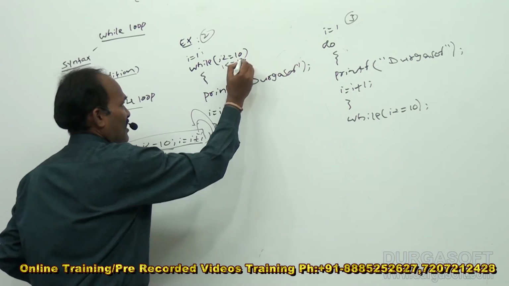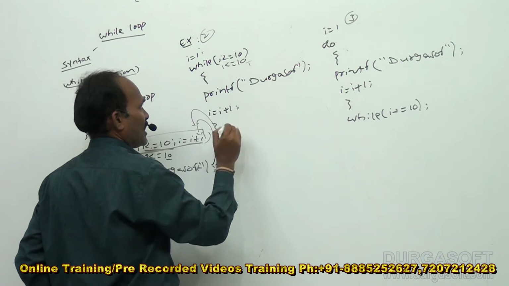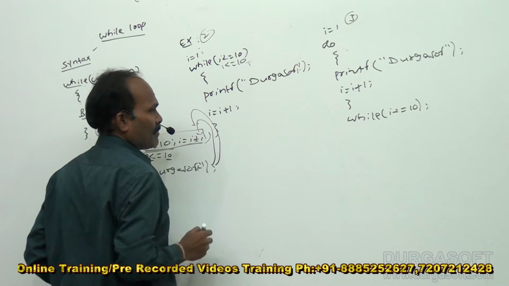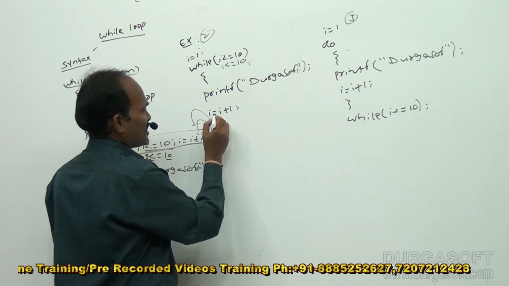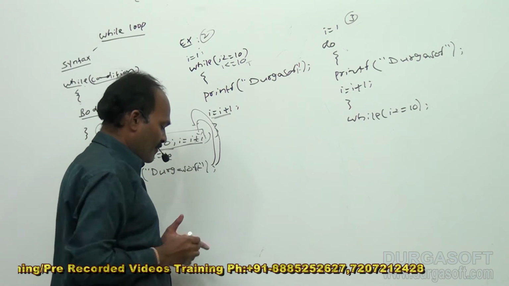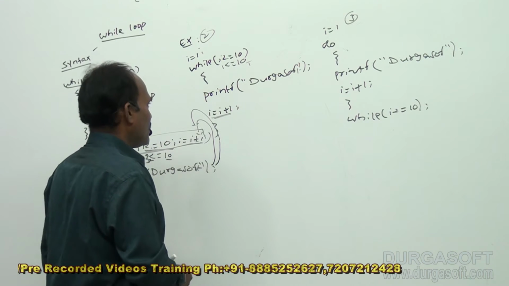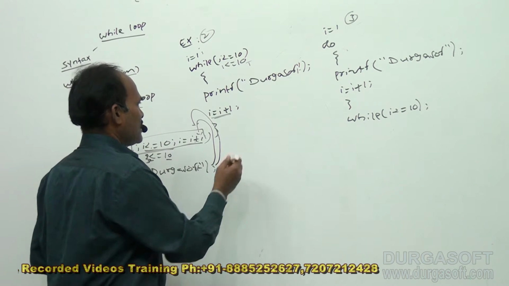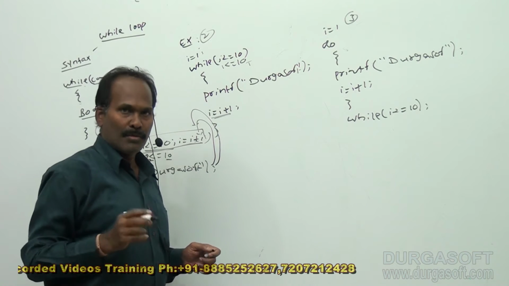Now since 1 is less than or equal to 10, this is true. What happens here? The DURGASOFT message will be printed. After printing the DURGASOFT message, what happens? Control comes to the next line. What is the next line here? The i = i + 1 line will be executed. By i = i + 1, what happens? i becomes 2.